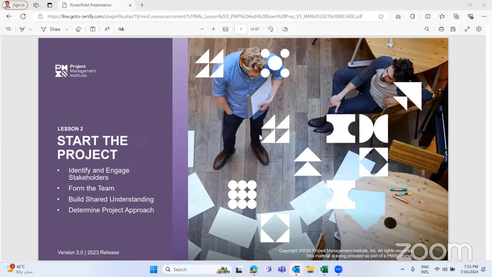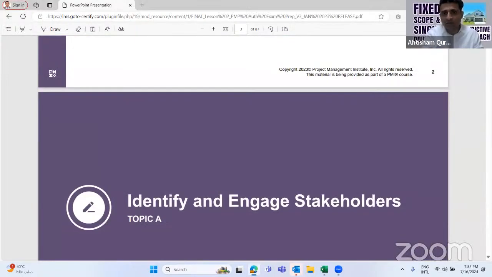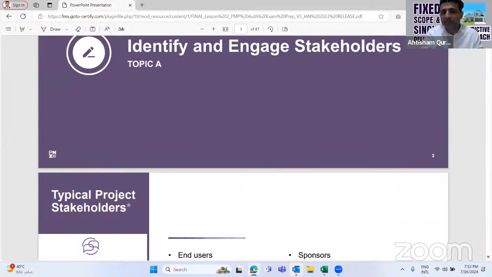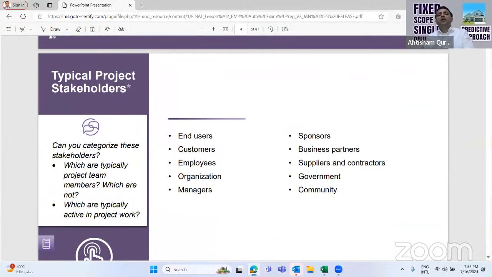So these are the topics of discussion for our second module, and I think we have spent a lot of time just giving the introduction. So let's move on one by one. Well, the first topic is to identify and engage with the stakeholders. And now the question is, what are the stakeholders?